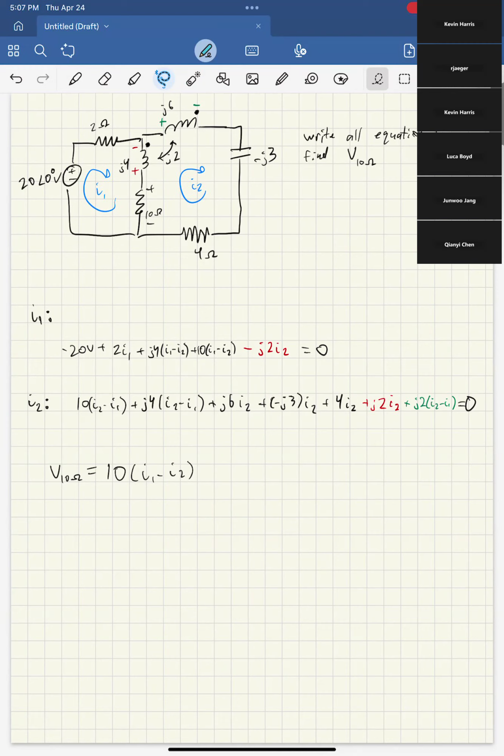For mesh one, why is it negative j2 I2 instead of minus j2 (I1 minus I2)? For mesh one, when we're doing this extra term, we are looking at how the current flowing through this inductor affects the voltage it induces here. The current flowing through this inductor is just I2, so what's happening over here has nothing to do with I1 minus I2. It is just I2 here.